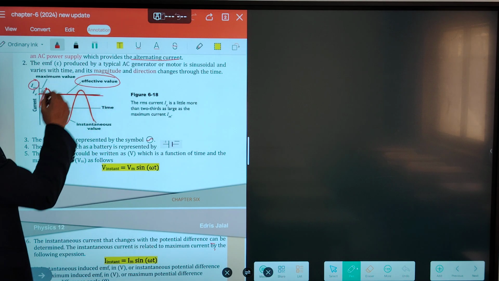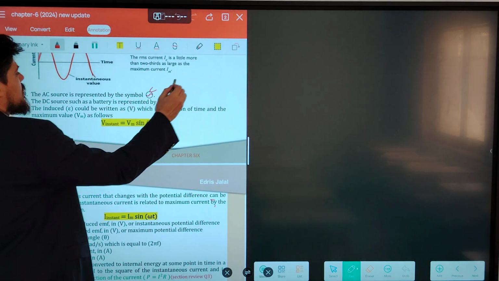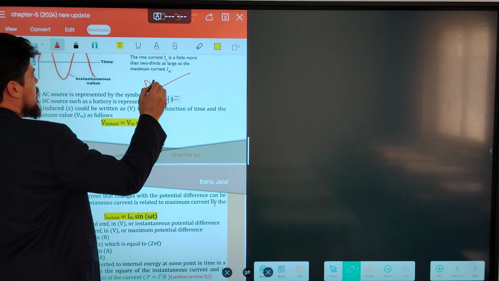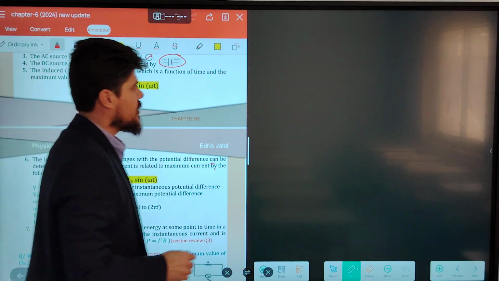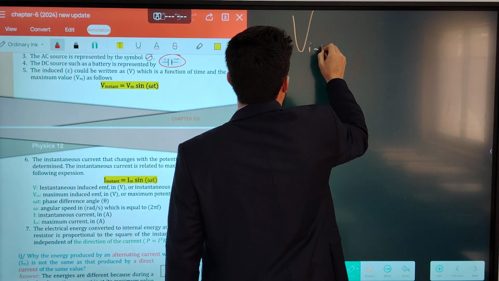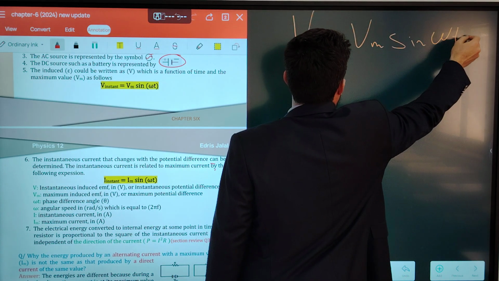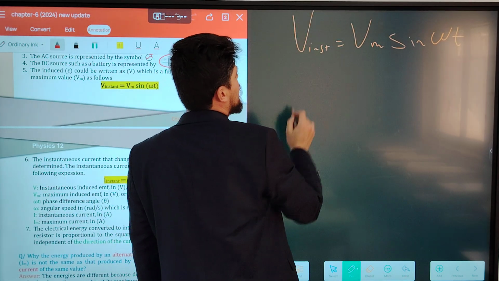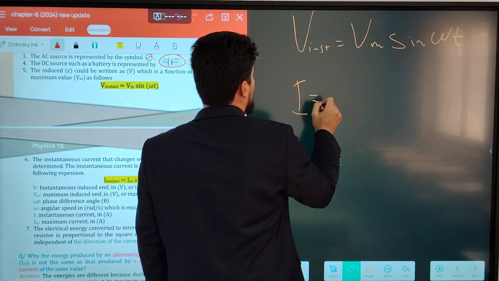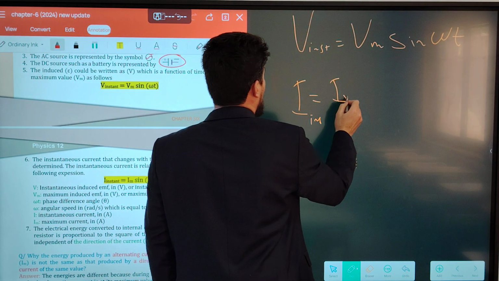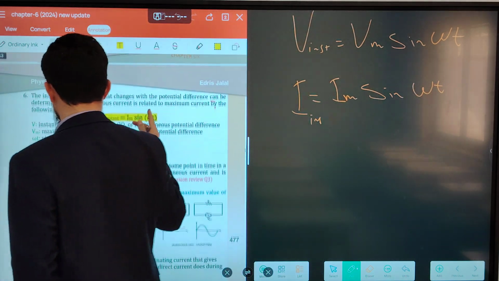This straight line is called what? The effective value of current or potential difference. This is the symbol of AC, and this is the symbol of DC. The equation of potential difference: V instant is equal to Vm sine omega t. This equation is based on the electromagnetic induction of Faraday. Current instant: Im sine omega t.